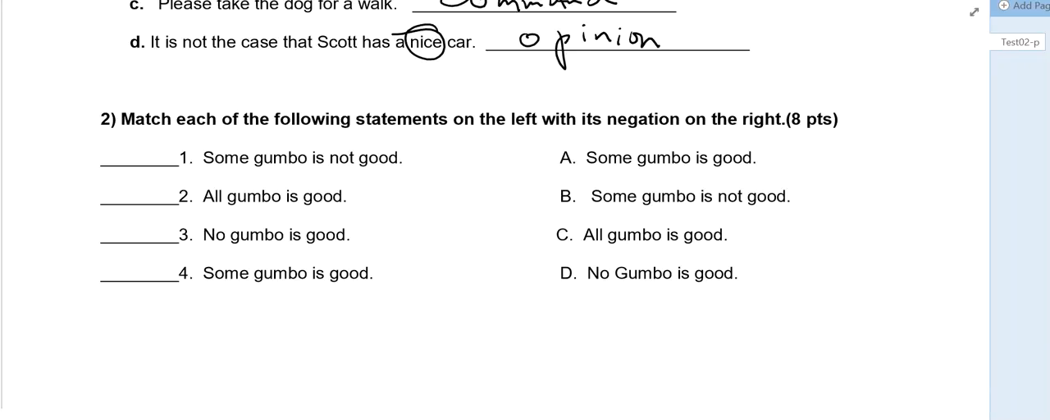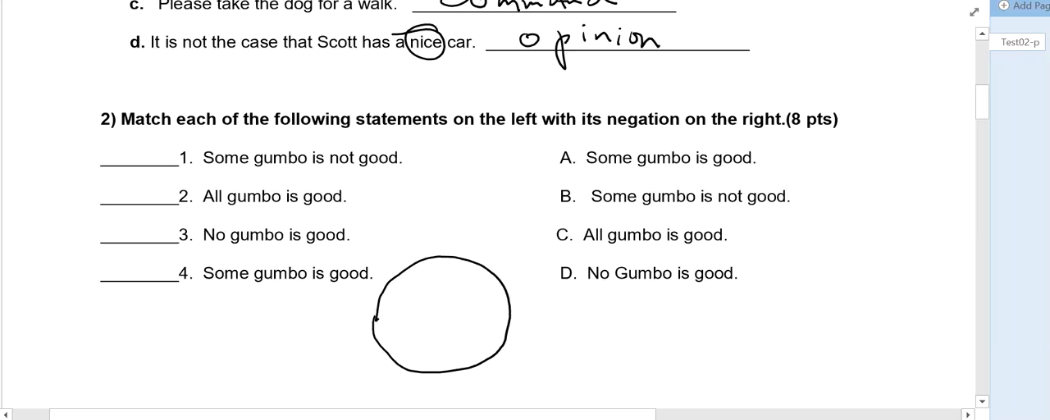So, "some gumbo is not good." In the world of gumbo, here's the world of gumbo that is good. We know that there's at least one gumbo out here that is not good. Now, there could be a gumbo on the inside that is good. To negate that, we have to move that one gumbo inside. Some gumbo is not good. All gumbo is good. So it'd be C.